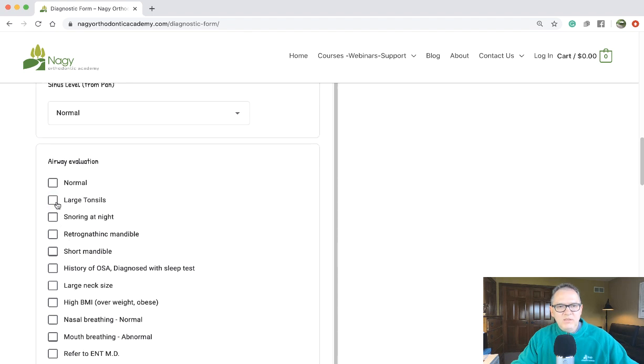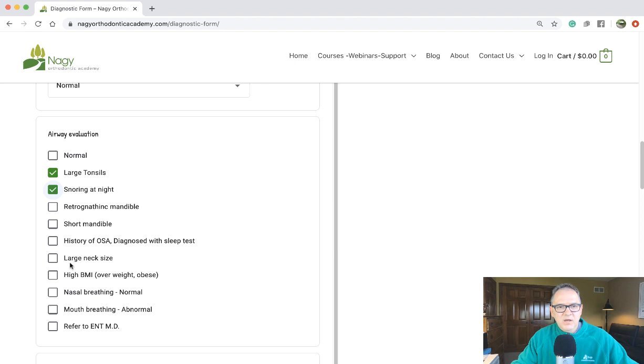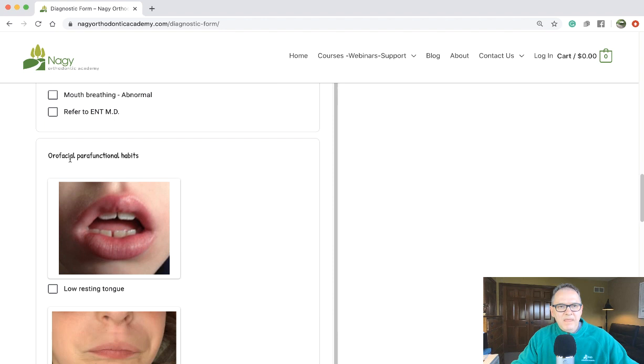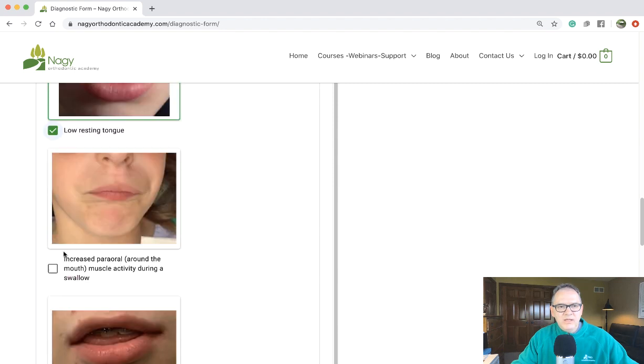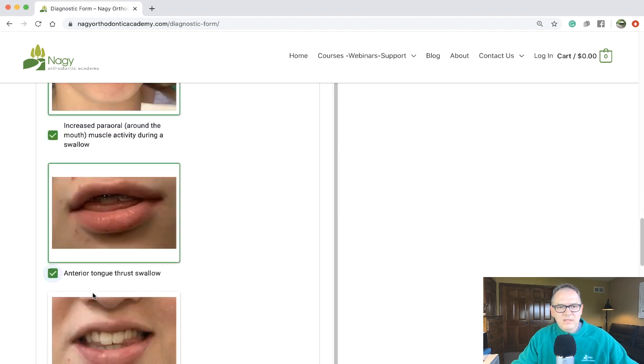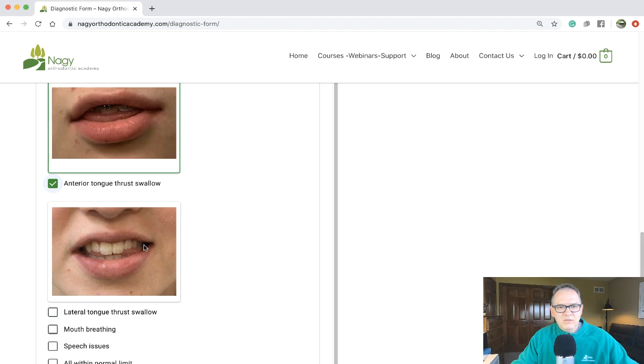Airway evaluation, let's say they have large tonsils, maybe they snore at night. There are some different options here for that. And then also you have some orofacial problems, for example resting tongue posture, where the tongue is always low and maybe the lips are open, or increased perioral muscle activity during swallows, so this is not a normal swallow. A lot of class 2 patients have that. They could have an anterior tongue thrust, or a lateral tongue thrust.